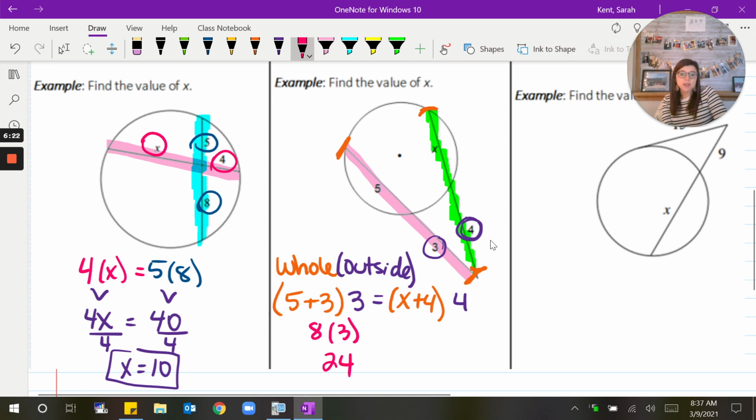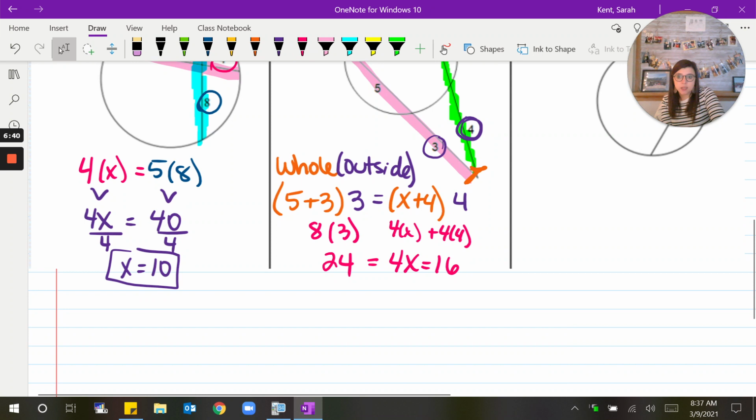Then on this other side, I would need to distribute this 4. So I would have 4 times x plus 4 times 4. So that would get me 4x plus 16. If I continue solving this, oh, this needs to be a plus here. So this will be plus 16. So I need a minus 16 on both sides. 24 minus 16 is 8 equals, I bring down the 4x, those 16s go away, and then I divide both sides by 4. So I end up with x equals 2.